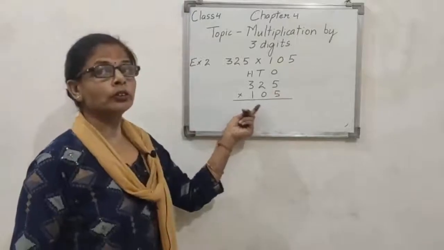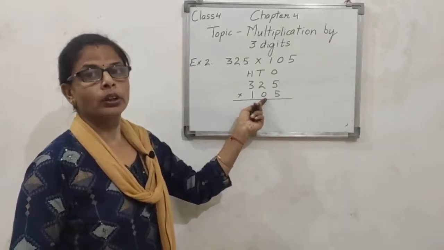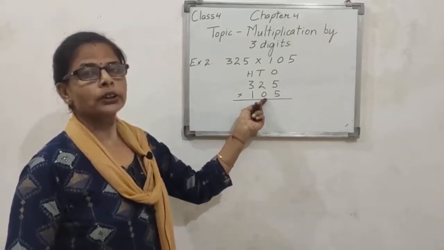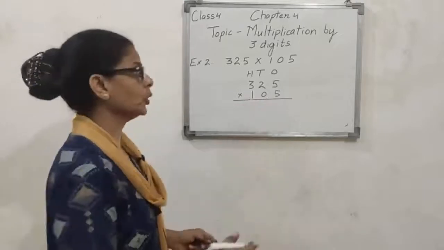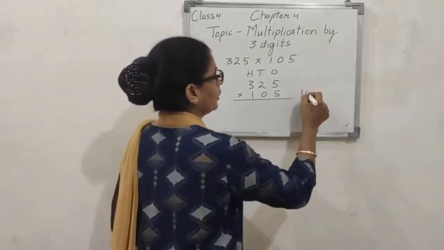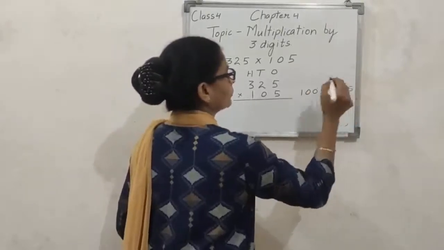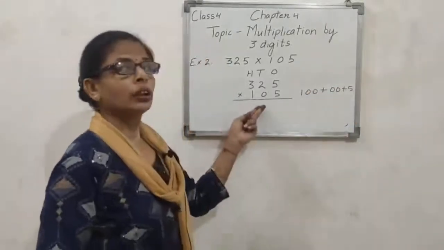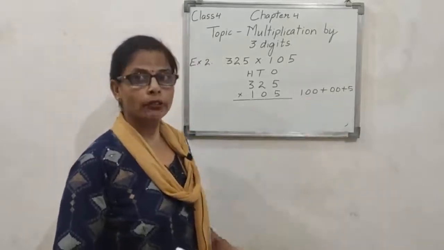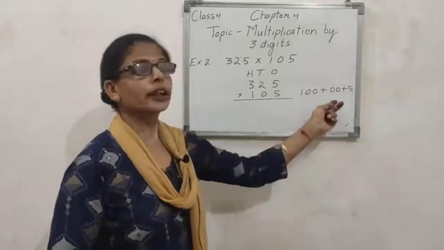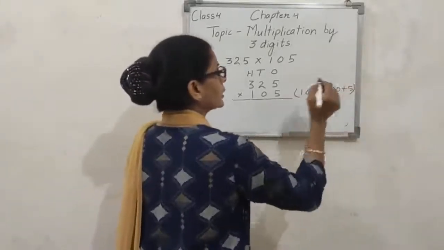Now we have to write the multiplier in the expanded form. What is the expanded form, students? Yes, how do we speak it? 105. So 100 plus 0 plus 5. Right? For 0 we don't usually write it, so we can say 100 plus 5 also, but as we are multiplying, we are writing the whole expanded form. This is the expanded form.